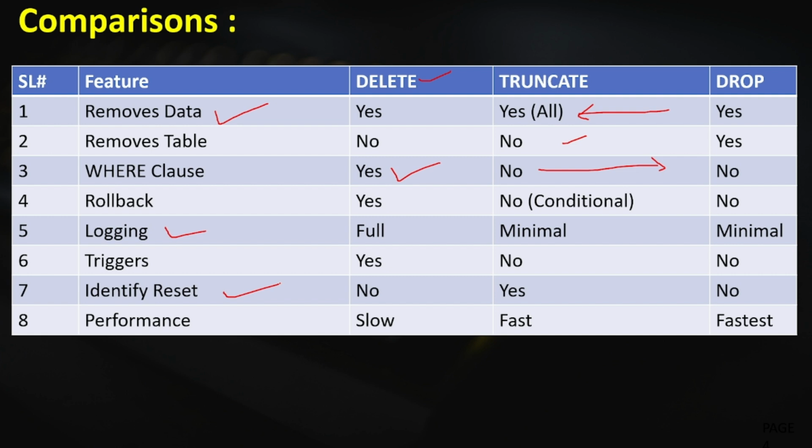You can only enter name and other details, and EMP ID will be auto incremented. That is called identity. So when you delete these, identity thing is not reset. But in truncate, it is reset, and there is no impact over drop, because drop eventually drops the table. Performance-wise, delete is slow, truncate is fast, but the drop is fastest.